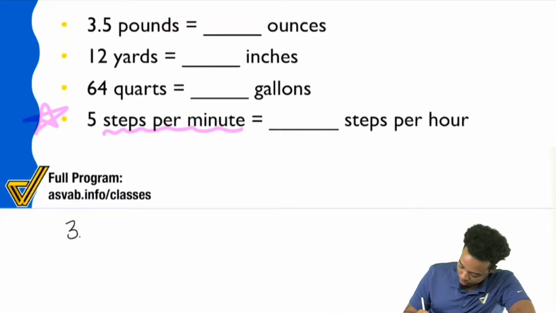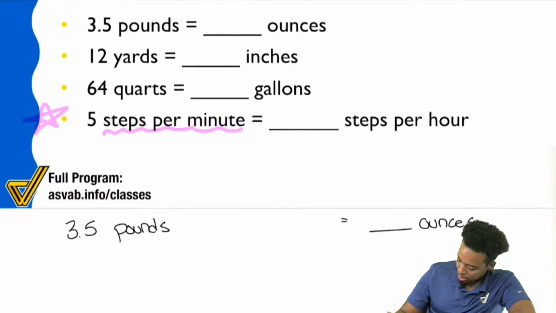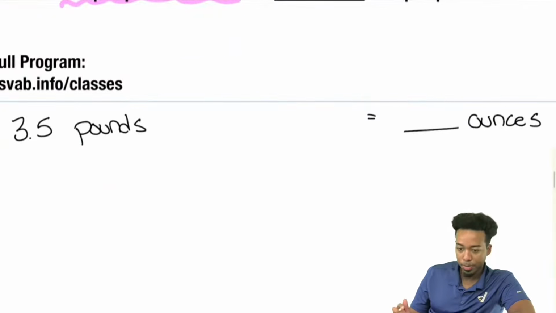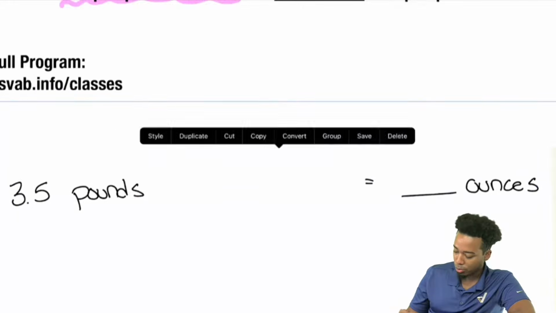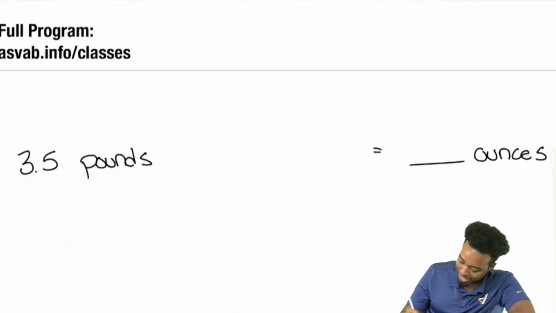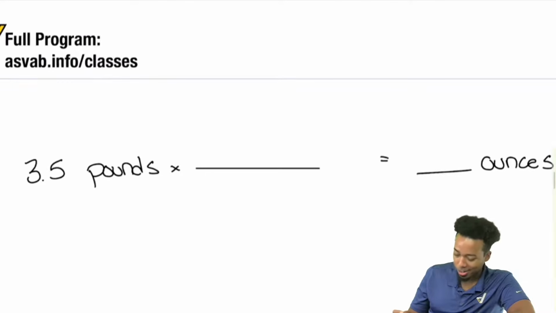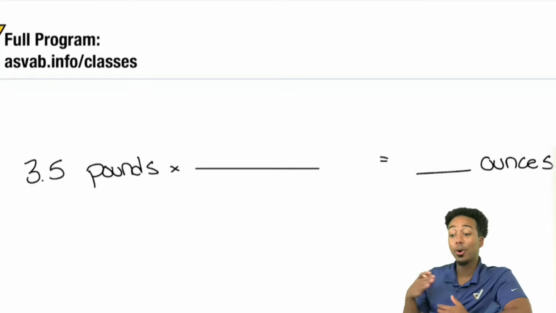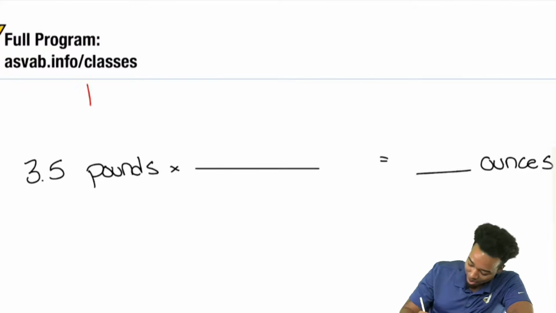So 3.5 pounds, and I'm trying to get to ounces. Let's zoom in a little bit. If I want to get this done, let's multiply by the conversion rate. First of all, I need to know what that conversion rate is. How many pounds equals how many ounces? Write the whole equation out. Jalen, I knew I could count on you. 1 pound equals 16 ounces.